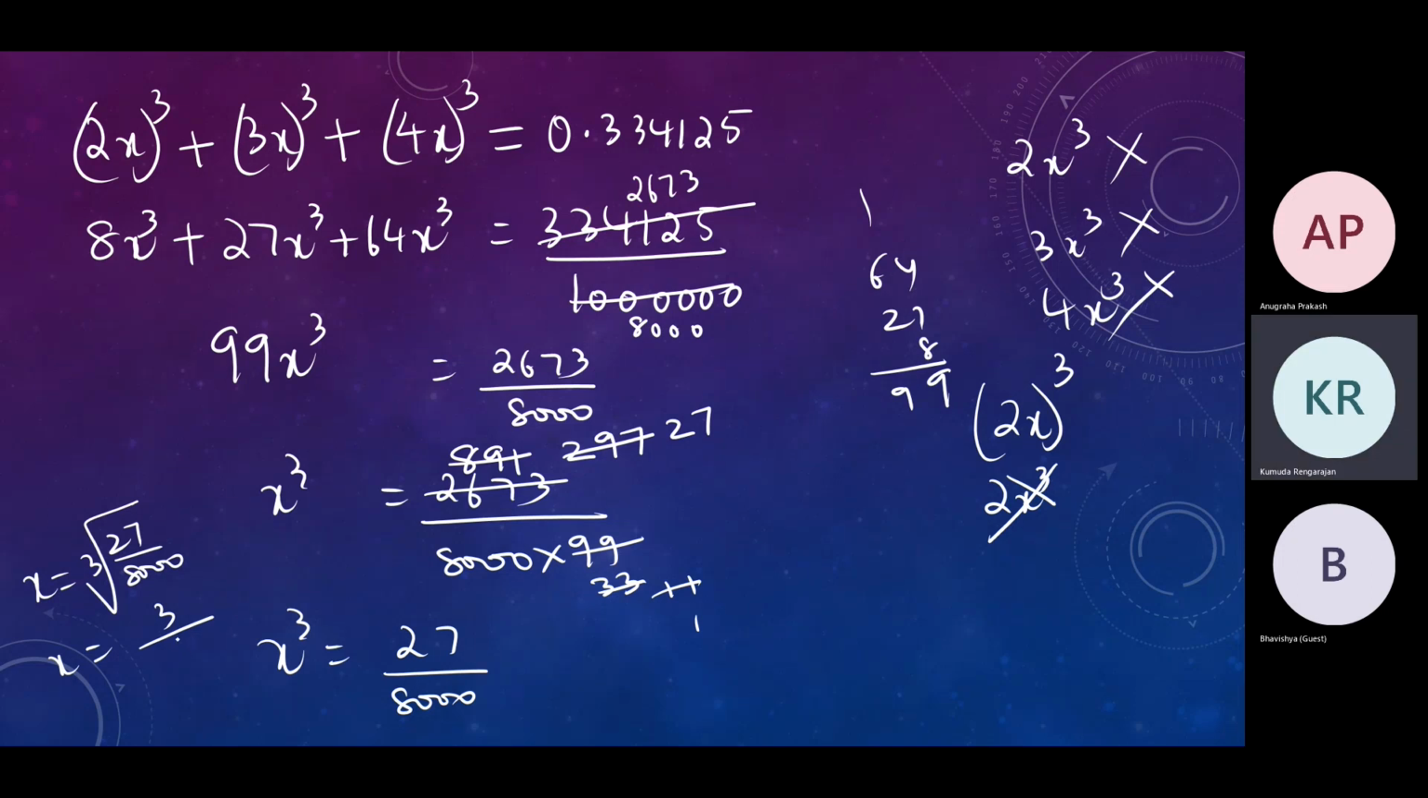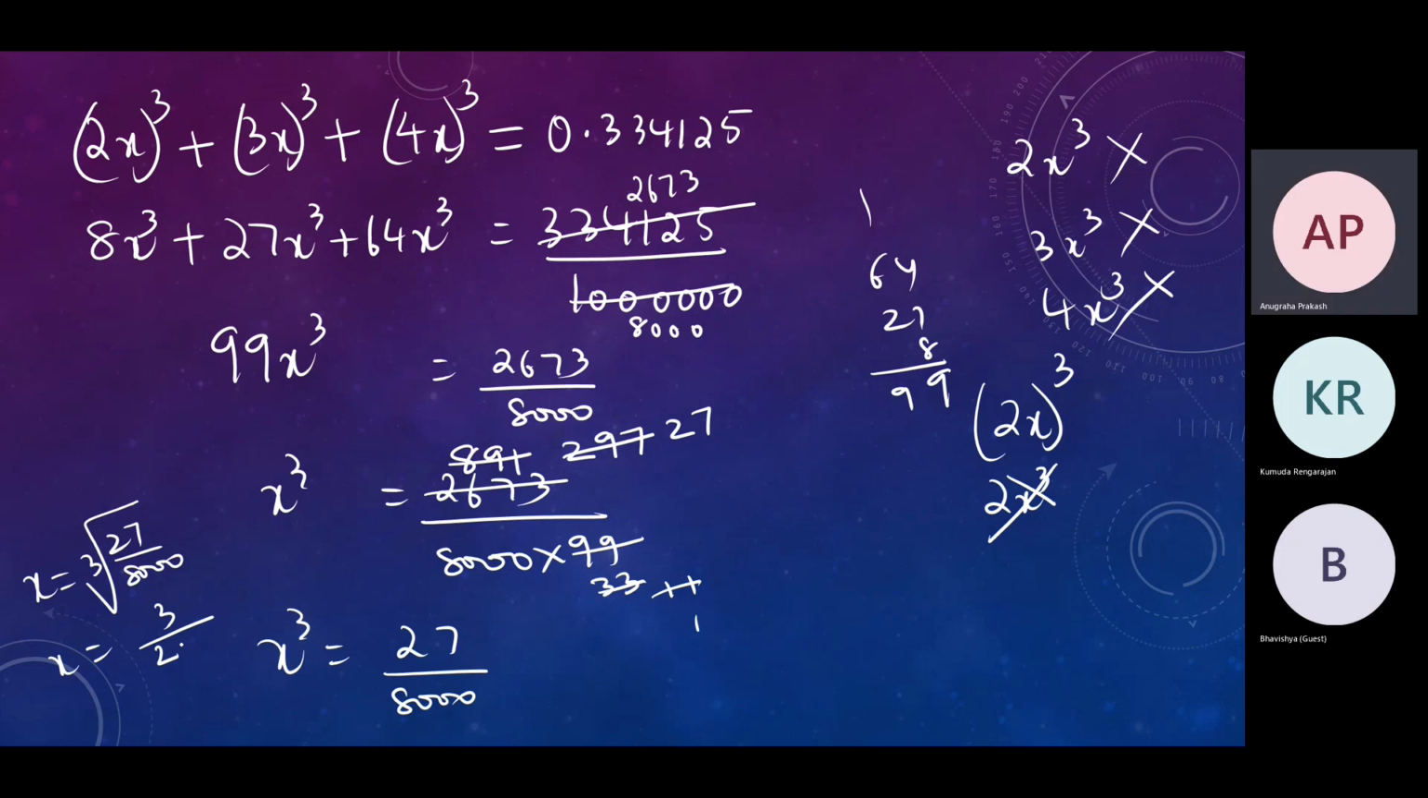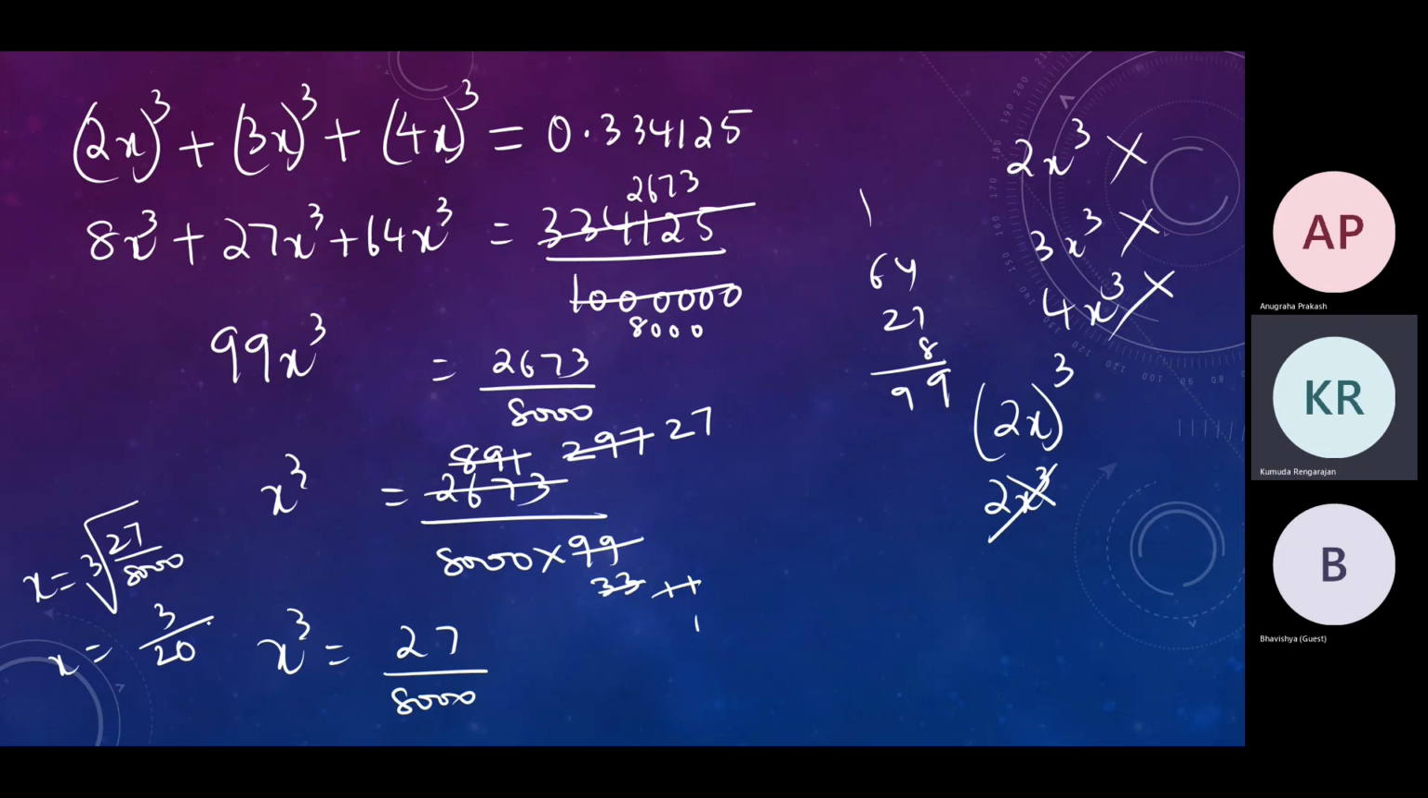Cube root of 8000. What's the cube root of 8? 2. So if the cube number has 3 zeros, its cube root will have how many zeros? 1. Divide by 3. So for square root we divide by 2, cube root divide by 3, fourth root divide by 4, fifth root divide by 5.